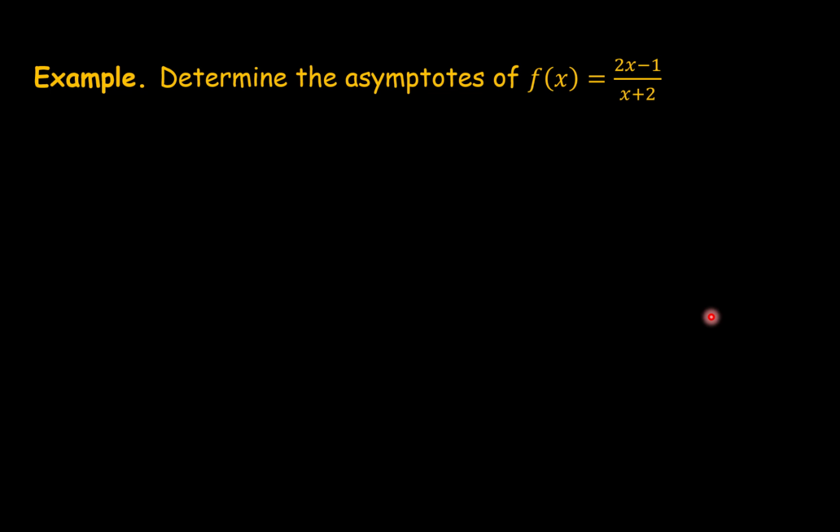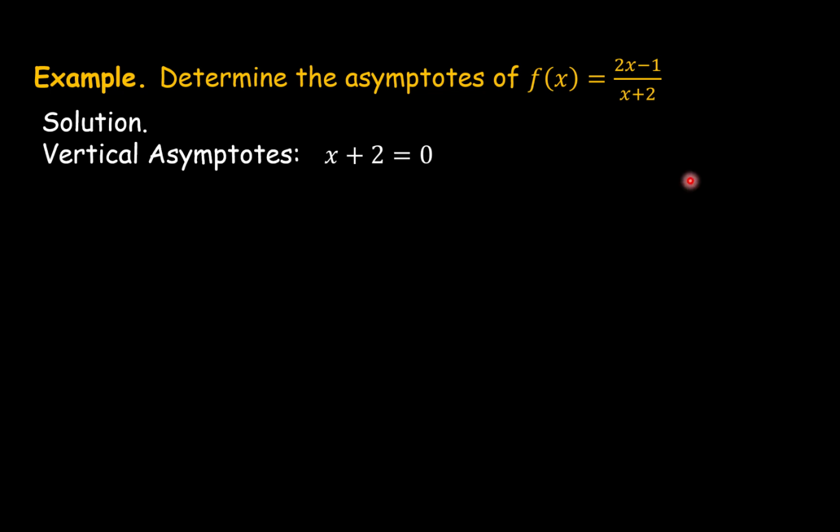Let's look at an example determining both vertical and horizontal asymptotes. So here we have a rational function. To determine vertical asymptote, as we said earlier, you look at where the denominator is 0. So you solve x plus 2 equals 0, and therefore x equals minus 2. And it's easy to check that the limit is indeed infinity or minus infinity. We're going to see that in a moment.